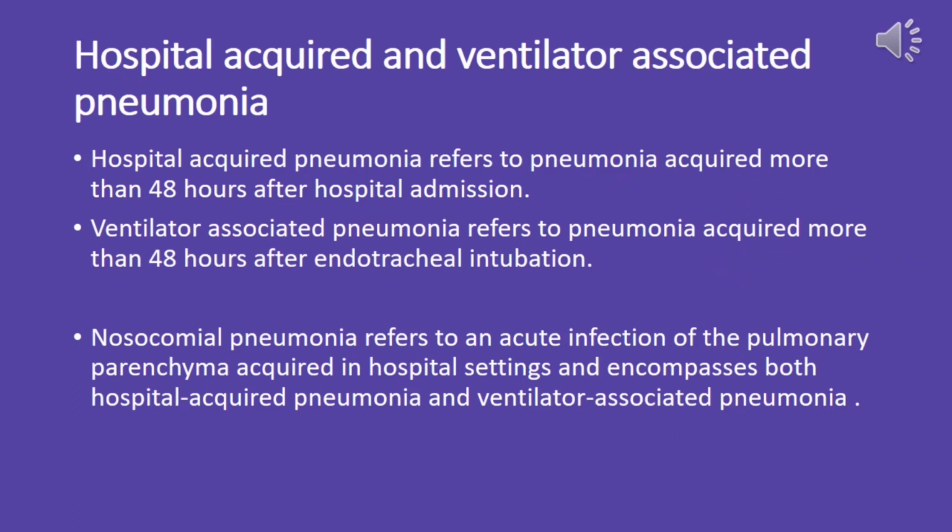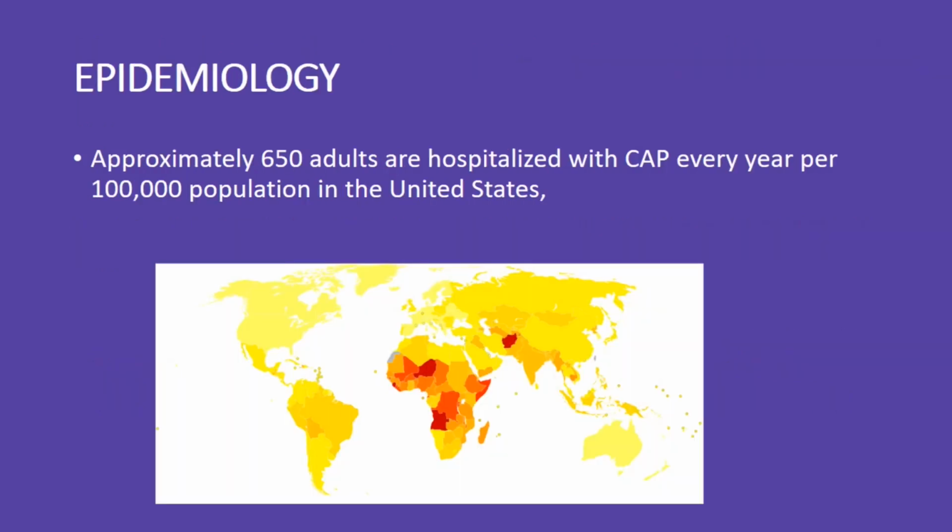Hospital-acquired and ventilator-associated pneumonia. Hospital-acquired pneumonia refers to pneumonia acquired more than 48 hours after hospital admission. Ventilator-associated pneumonia refers to pneumonia acquired more than 48 hours after endotracheal intubation. Nosocomial pneumonia refers to an acute infection of the pulmonary parenchyma acquired in hospital settings and encompasses both hospital-acquired pneumonia and ventilator-associated pneumonia. Epidemiology: approximately 650 adults are hospitalized with CAP every year per 100,000 population in the United States.